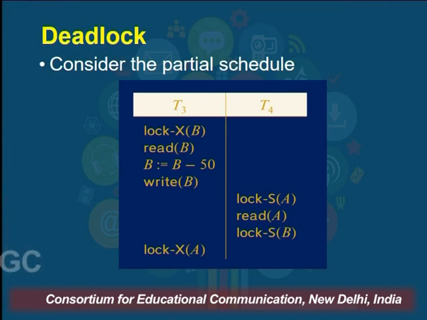Please consider, is it actually a possible scenario when we consider the compatibility matrix? T3 is already having an X lock on B. So in this situation, when it has not been released, can we grant this S lock on B, which is given in the second last statement of this schedule, or we can say the last statement of T4 of this partial schedule?